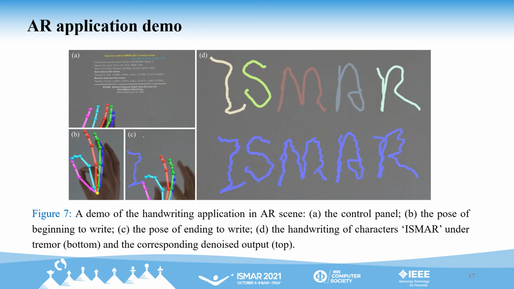AR application demo. A demo of a handwriting application in our system. A is the control panel. B is the pause at the beginning of writing. C is the pause at the end of writing. D is the handwriting of the characters ISMAR with tremor, shown at the bottom, and the corresponding denoised output, shown at the top.